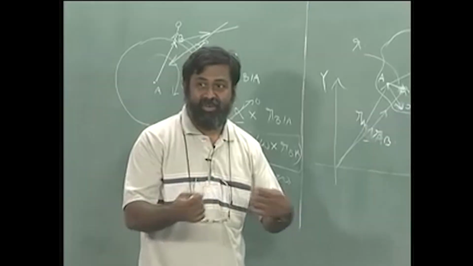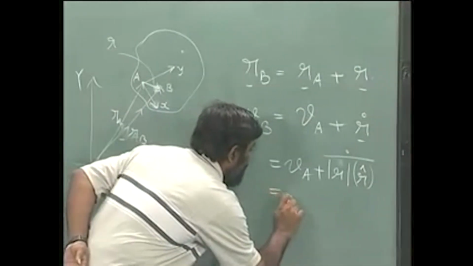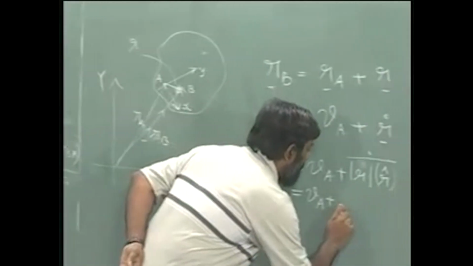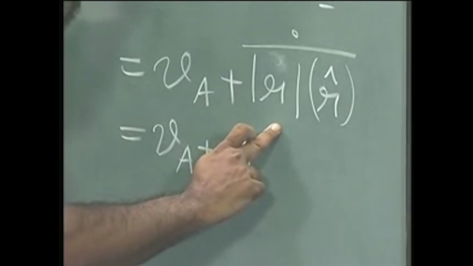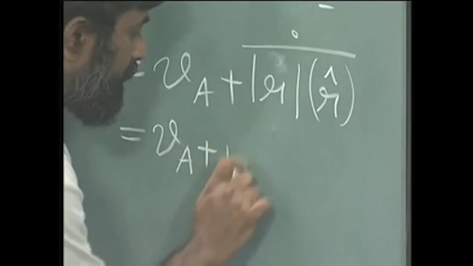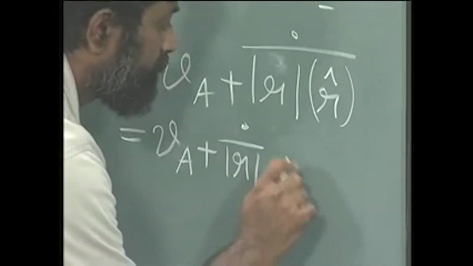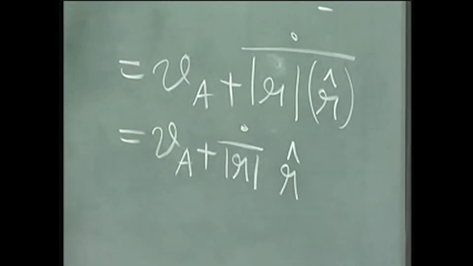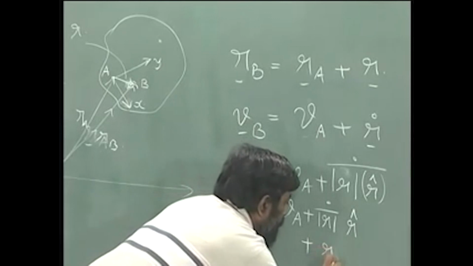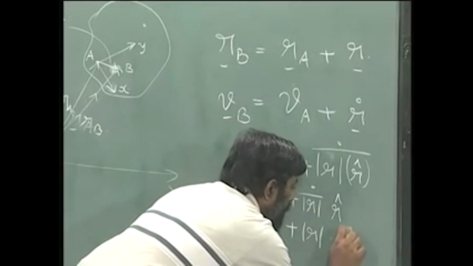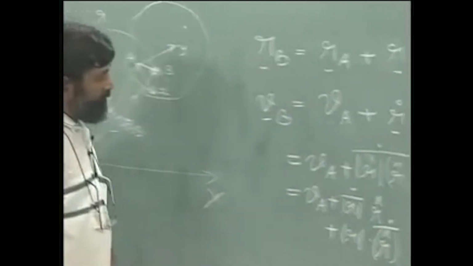It makes it easy for us to now understand, alright, which is nothing but VA, and if I differentiate by parts, it is the derivative of this, okay. So, let me just call that as R dot times R cap plus magnitude of R times, okay. Is it confusing? It is fine.